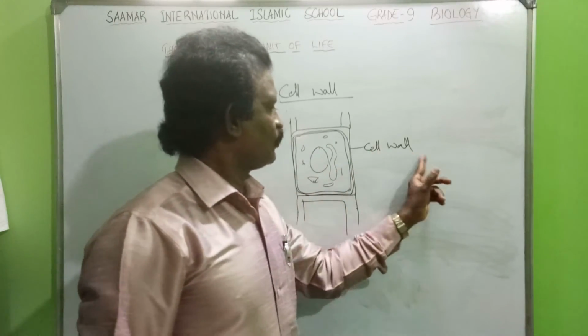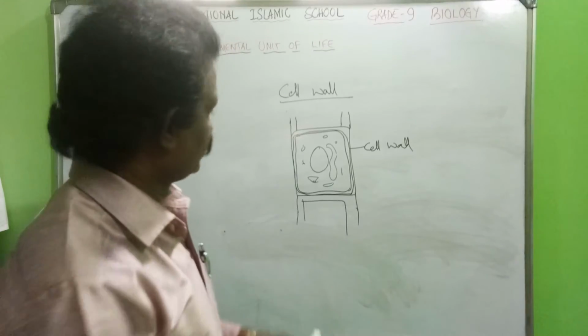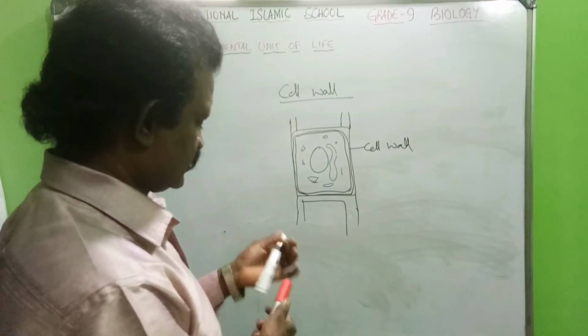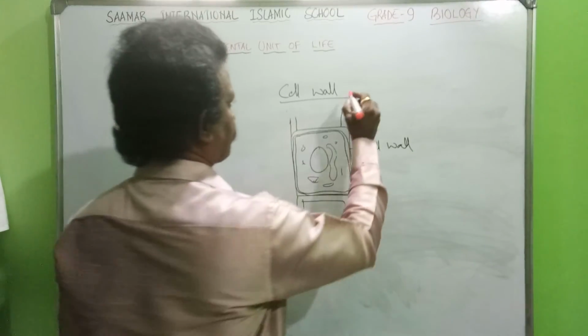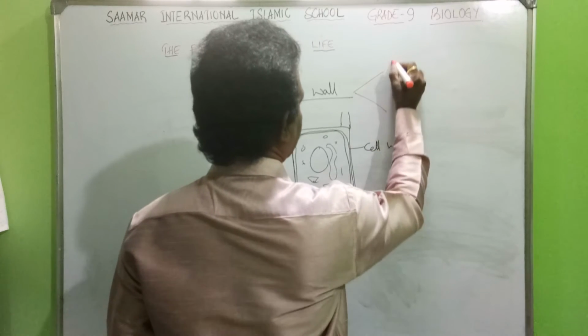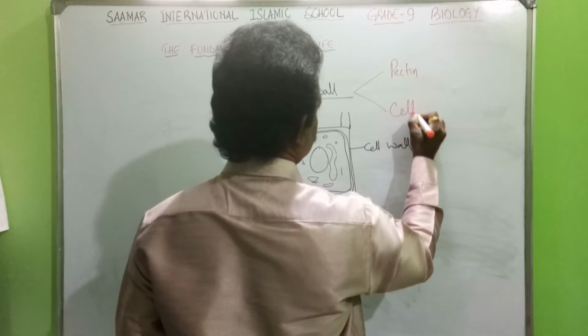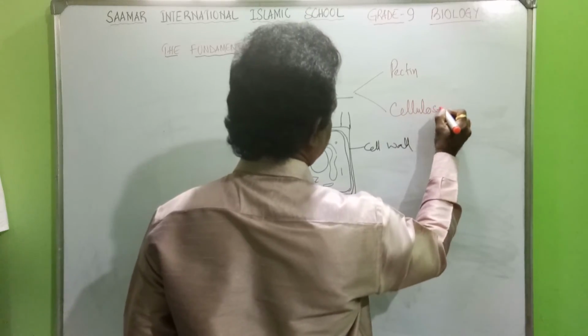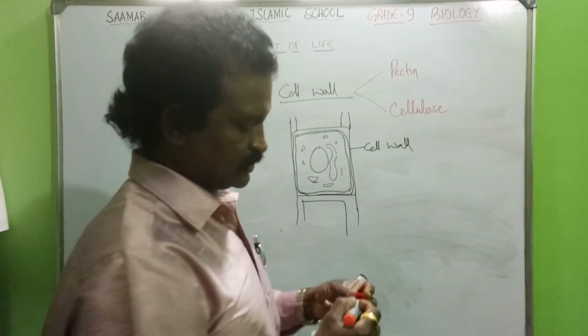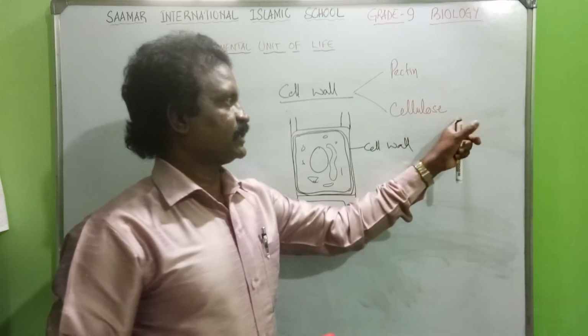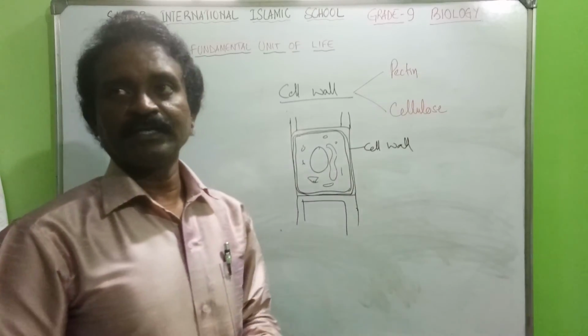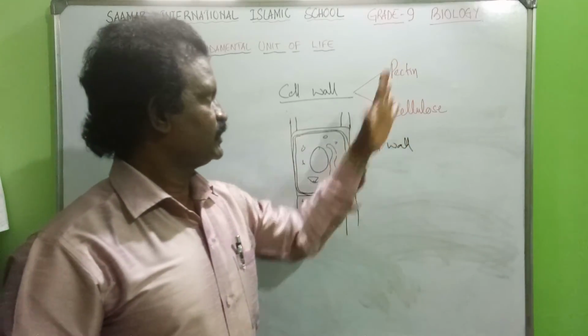Now, this cell wall is made up of pectin and cellulose. Cellulose is a polysaccharide. Correct? It's made up of cellulose and pectin.